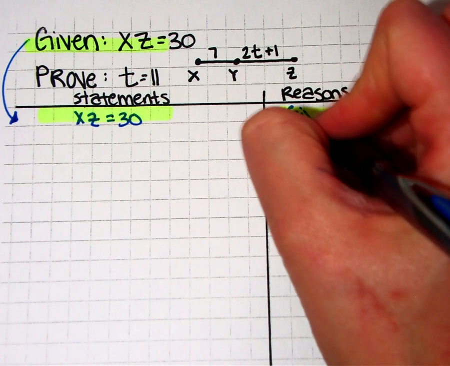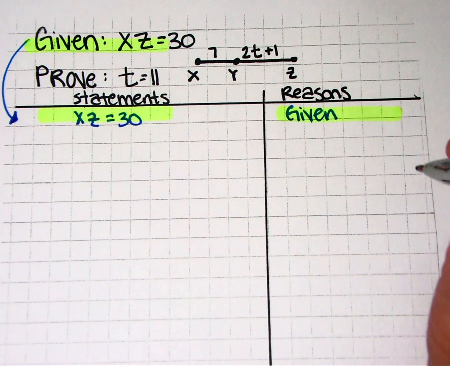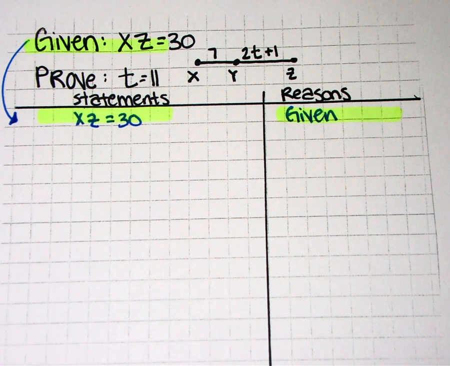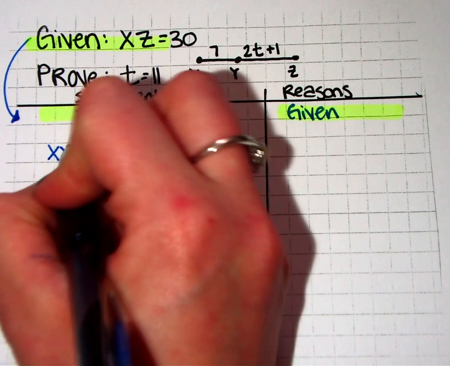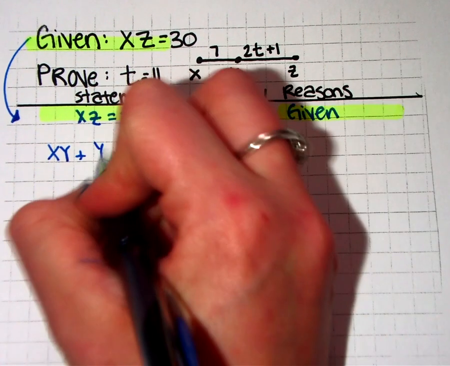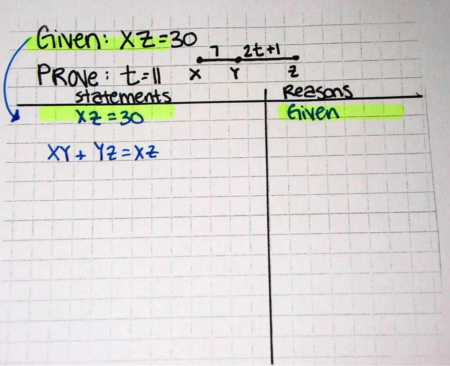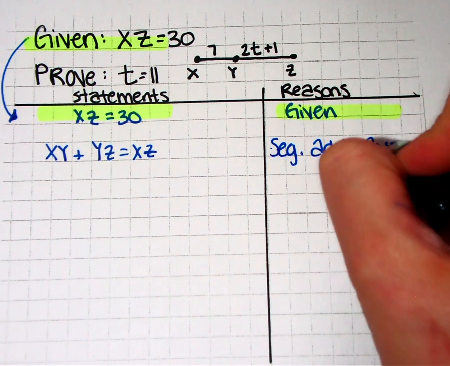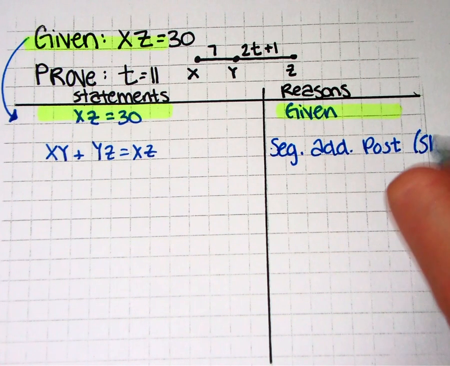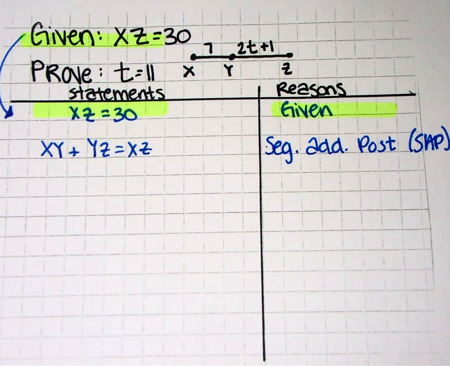My reason is given. Once you get to this step, you need to write a general equation. I have no vocabulary here, so I have to either use segment addition postulate or angle addition postulate. Well, this is clearly a segment, so I want to make sure to use segment addition postulate. My general equation is XY plus YZ equals XZ. And my reason is segment addition postulate. The abbreviation that we like to use in class is SAP, S-A-P.